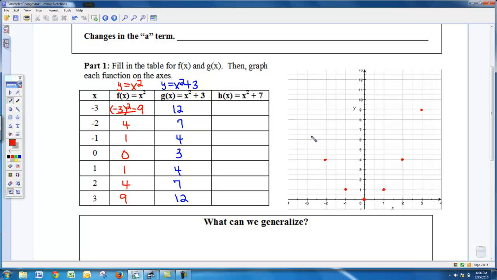So there's that U shape. Now we're just going to sketch the graph of the parabola through those points. It doesn't have to be perfect. We just want to get that basic U shape. Now let's graph the points for the second function, g of x. So this time our vertex is at 0, 3.